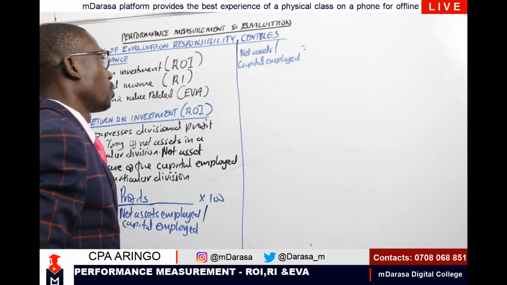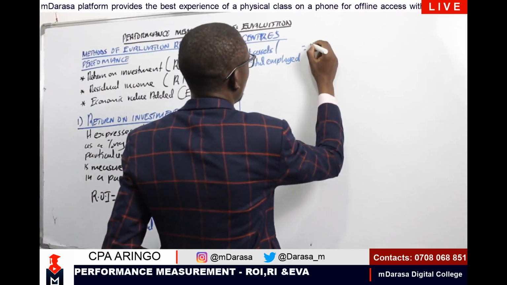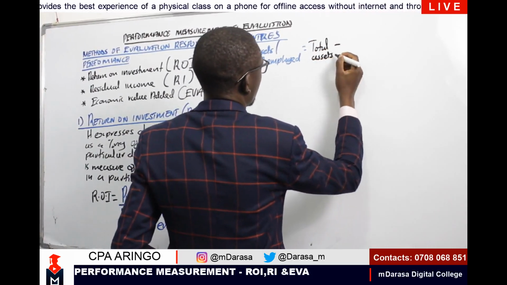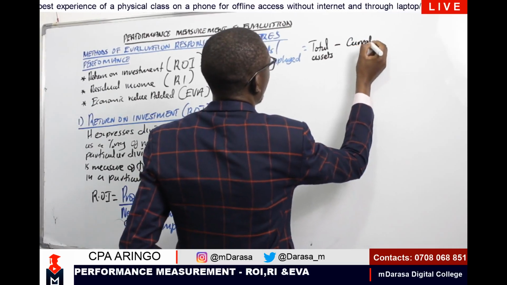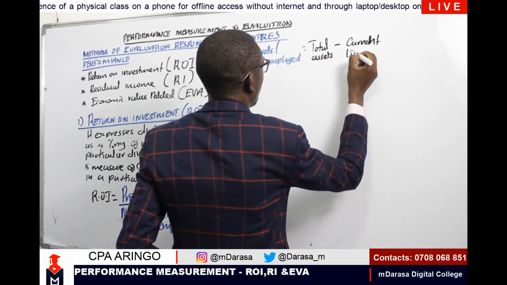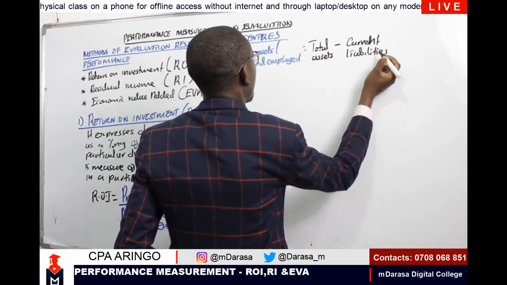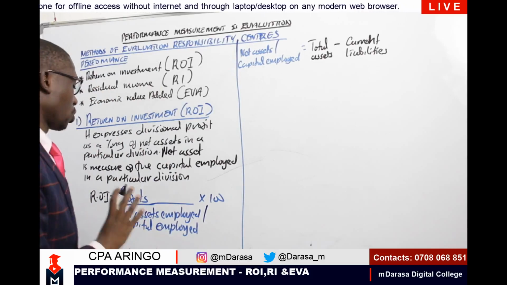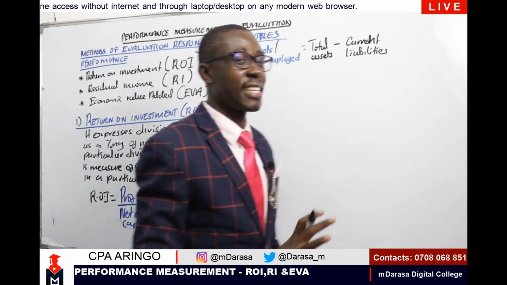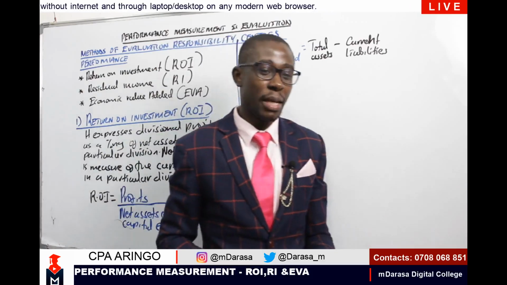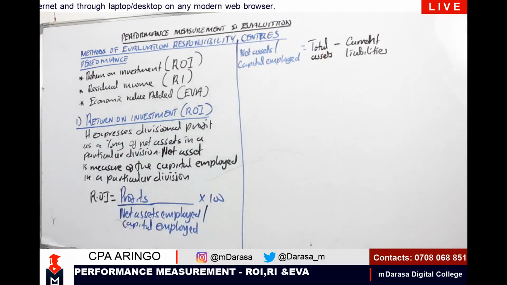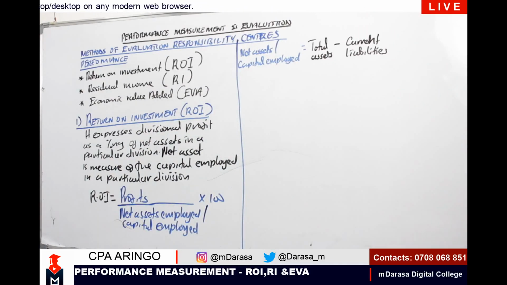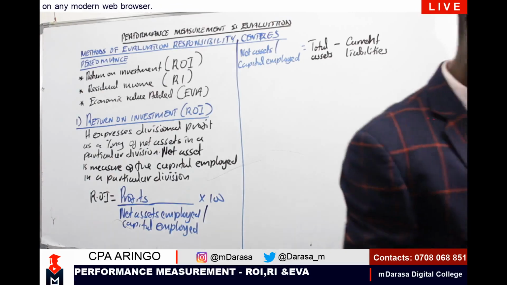We'll be talking about our total assets, less our current liabilities. So that should give us our net assets, or capital employed. Total assets minus current liabilities. I want you guys to always have that at the back of your mind.